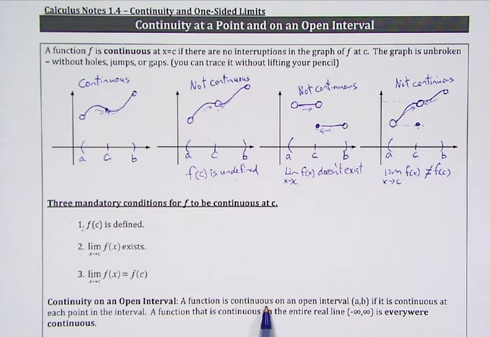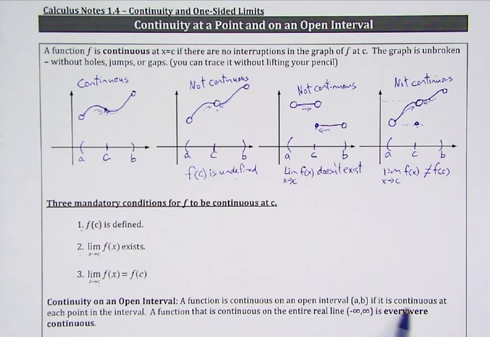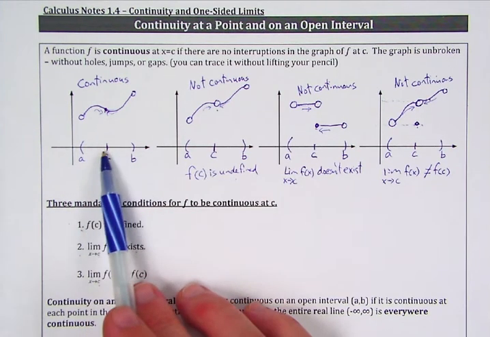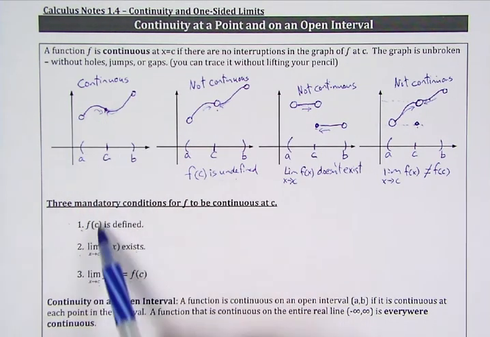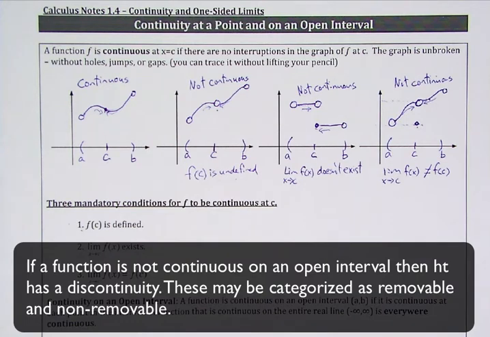So a function is continuous on an open interval (a, b) if it is continuous at each point in the interval. If we look at our interval, if we can pick any c, we can move this around anywhere and all three things are true, then the function is continuous on the interval. Now a function that is continuous on the entire real line is everywhere continuous. Now if f, the function, is not continuous on an open interval, then it has a discontinuity.